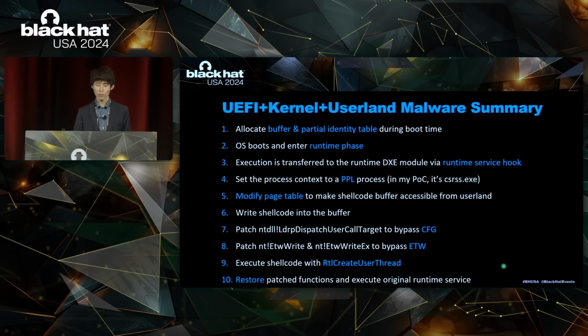So here is the summary of the overall flow of the UEFI plus kernel plus userland backdoors. First, the buffer and the identity page table are prepared during boot. The OS starts and enters the runtime phase. The execution is transferred to the runtime DXE modules by hooking the runtime service's GetVariable service. Next, the process context is set to csrss.exe, a PPL process.